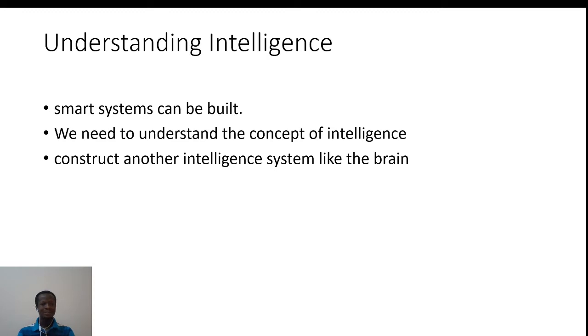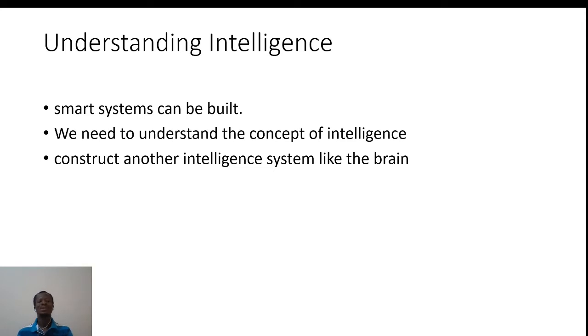Now, smart systems can be built. How do we understand intelligence? We can build systems that can think, so we need to understand the concept of intelligence and what it really is. It's not just knowledge, really. It's about knowing what to do. Intelligence goes a little beyond knowledge, beyond just getting to know what is there and what's available.